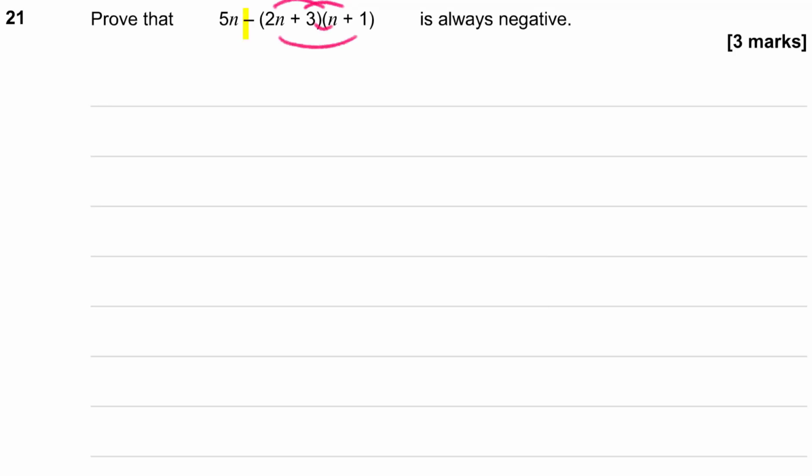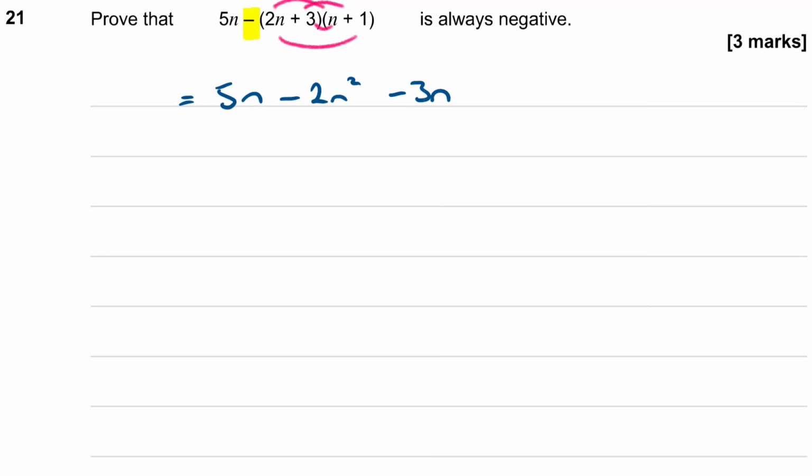Just take care because this is a minus sign here, so basically the signs are going to flip for everything that we get when we multiply out this double bracket, and then simplify it and see what we've got. So I've got that's equal to 5n. So I'm going to have 2n times n, which would be 2n squared. Because of the negative sign, it's going to be minus 2n squared.